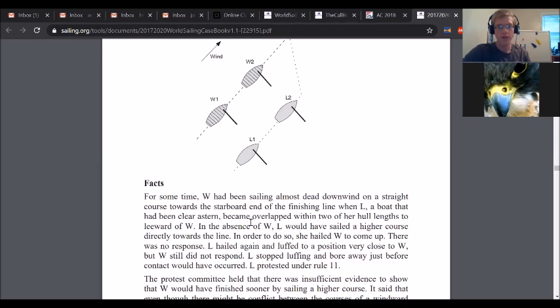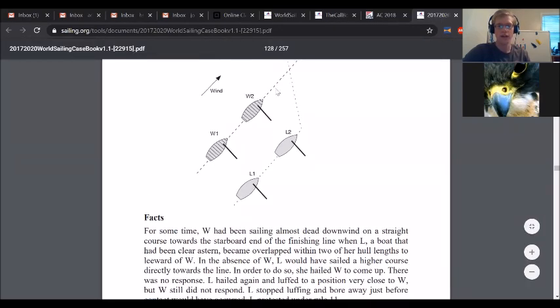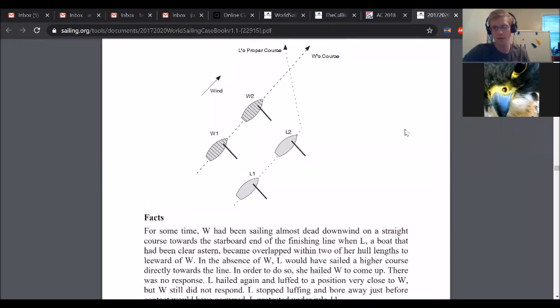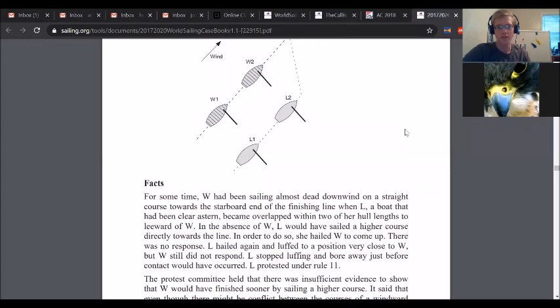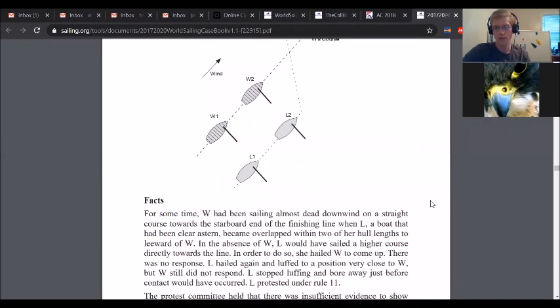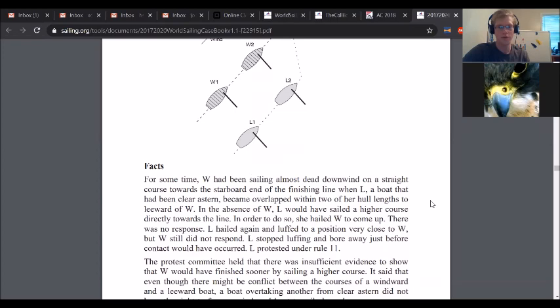In the absence of W, L would have sailed a higher course directly toward the line. In order to do so, she hailed W to come up. W did not respond. L hailed again, and then luffed to a position very close to W. So if a third position were drawn, maybe W's here and L is here, something like that. W still did not respond. L stopped luffing and bore away just before contact would have occurred. So they've saved themselves from potentially being in trouble with Rule 14, avoiding a collision. And then they protested for Rule 11 because this is a windward boat, that's a leeward boat. So whoever was right or wrong, that's the rule that would have been broken there.